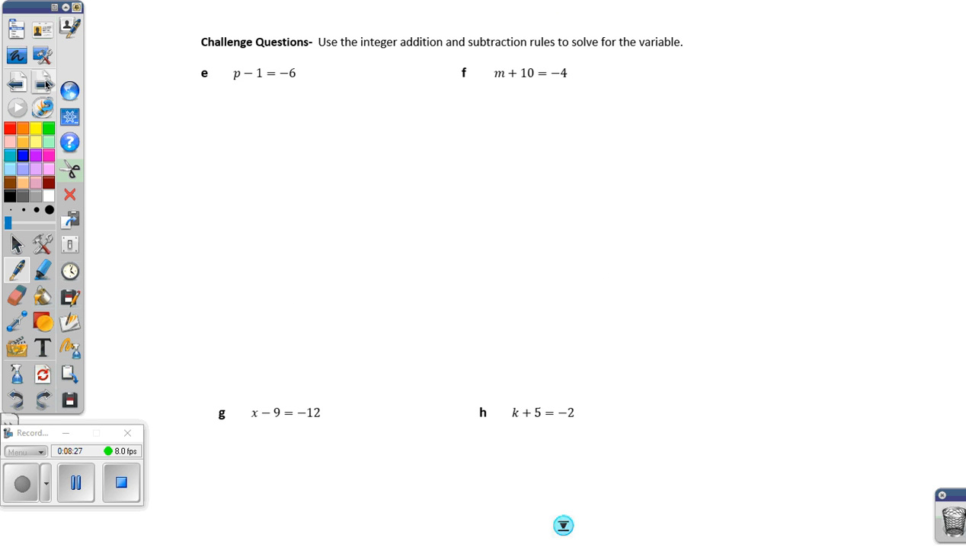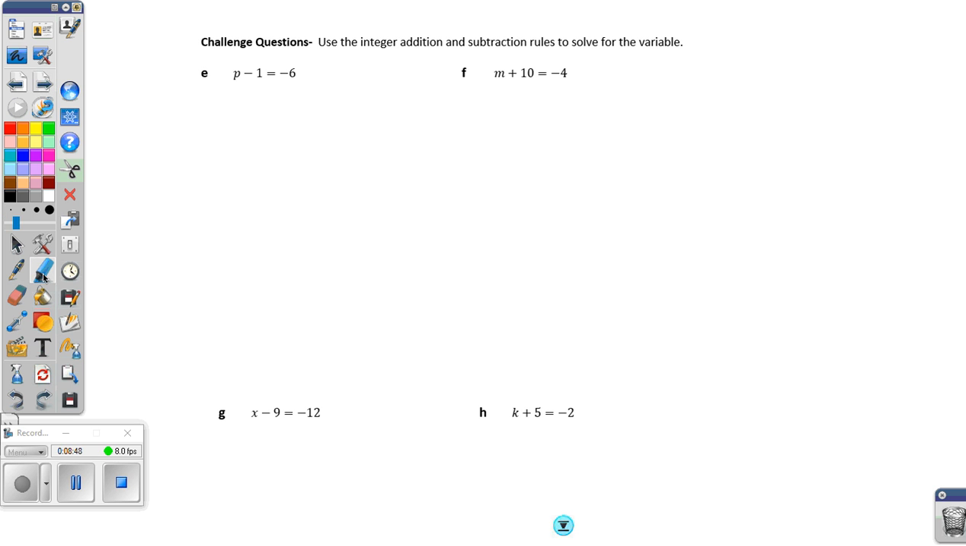So here are some challenge questions. It says use the integer addition and subtraction rules to solve for the variable. These are considered challenge questions because we are going to have some negative numbers in the mix, and we're going to have to use our integer rules to solve some of these variables. All right, so let's take a look at question E.